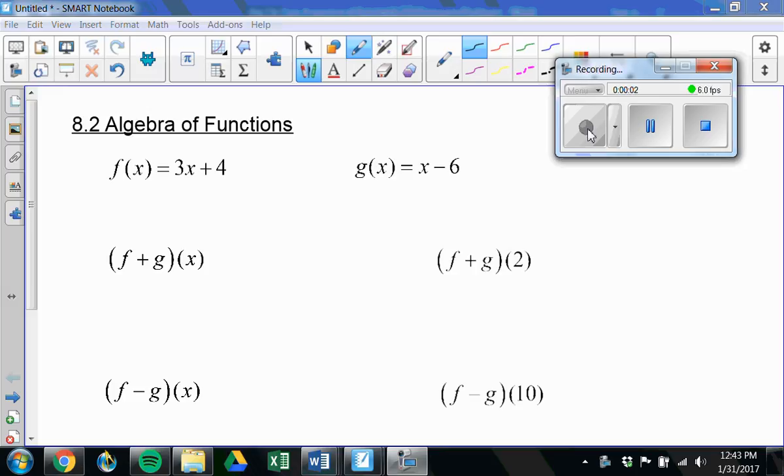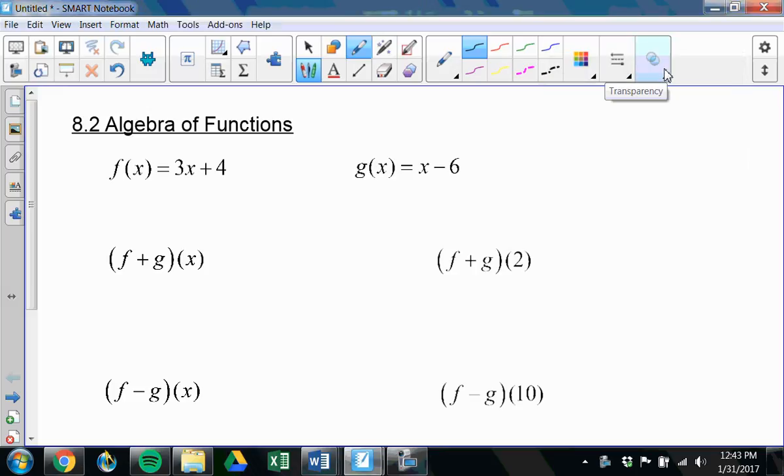We're going to have a few videos on 8.2, just called Algebra of Functions. First, we're just going to talk about how to add, subtract, multiply, and divide them.